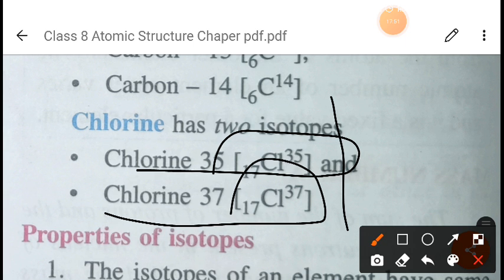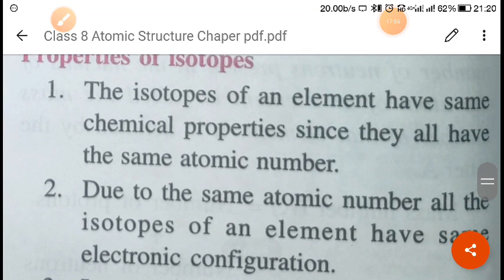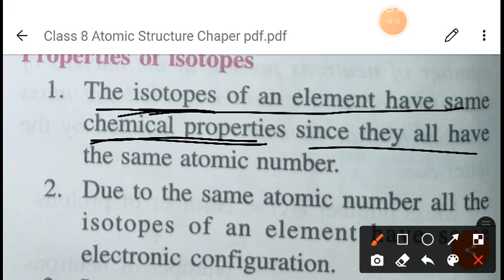What are isotopes? Now we will see the properties. The isotopes of an element have the same chemical properties, because chemical properties depend on the number of electrons present in the outermost shell. So this will not affect the isotopes. Whatever the isotope is, their chemical properties are the same, since they have the same atomic number. That is why their atomic and chemical properties will be the same.